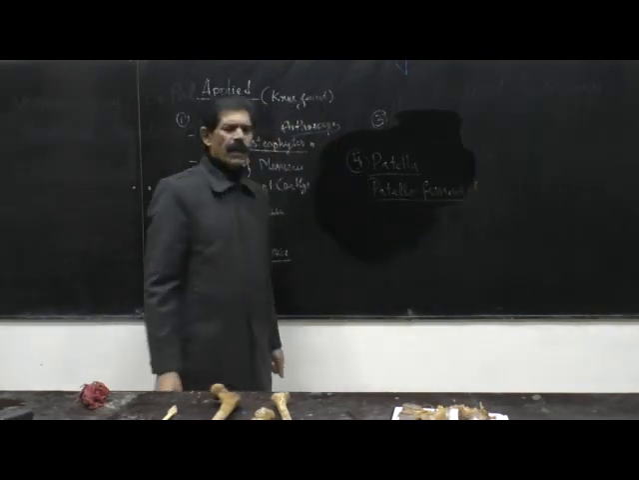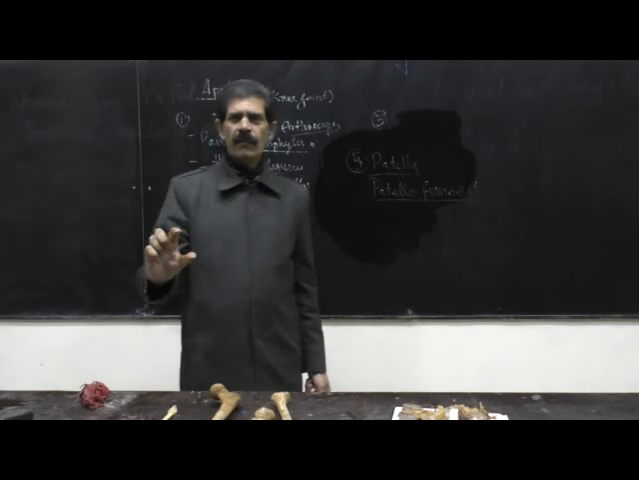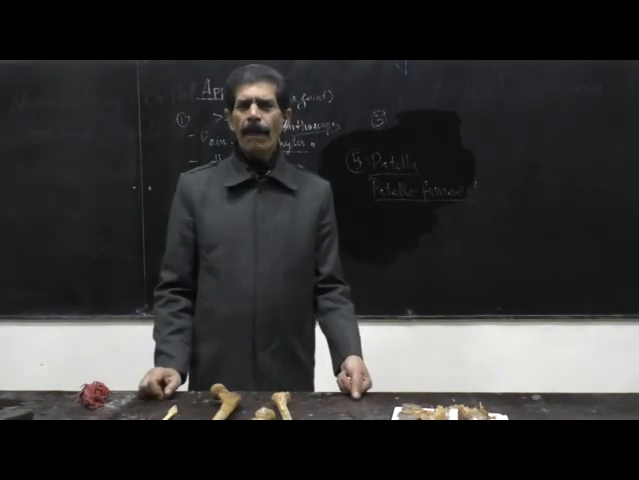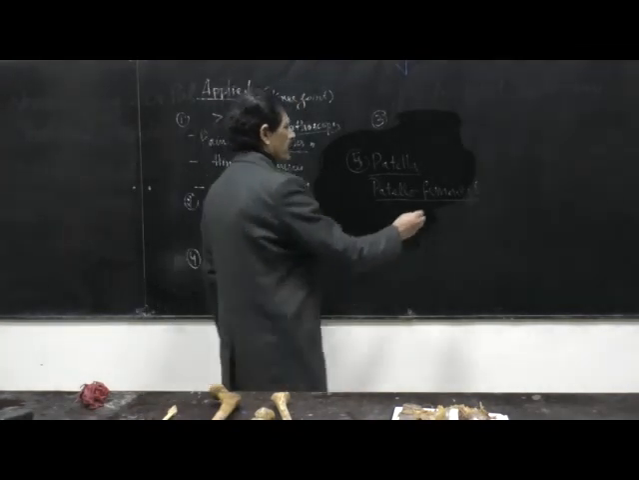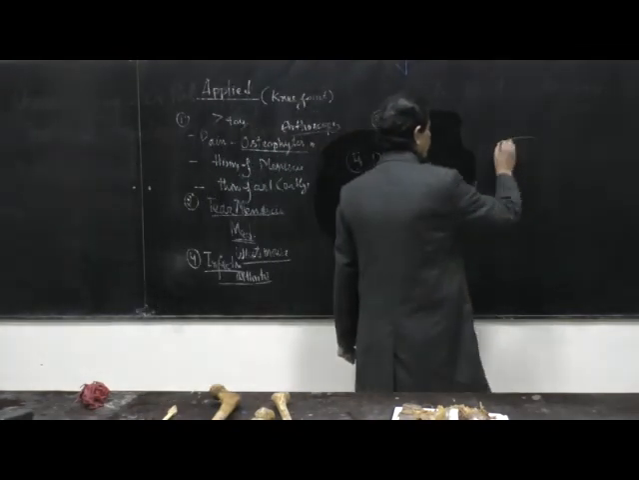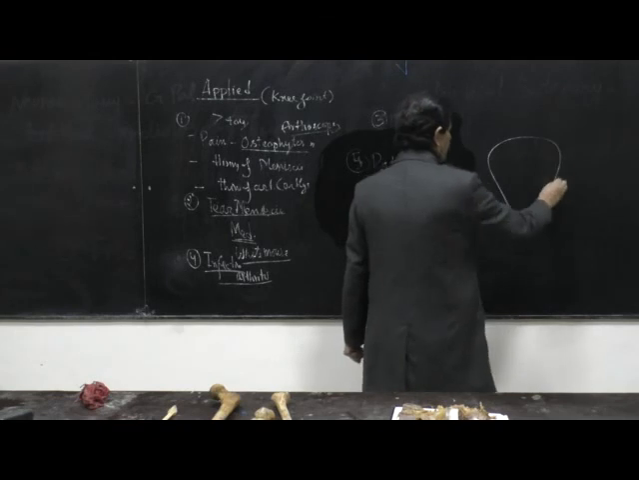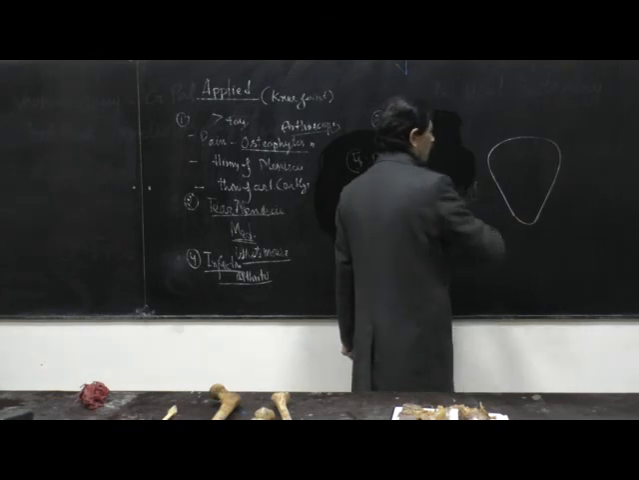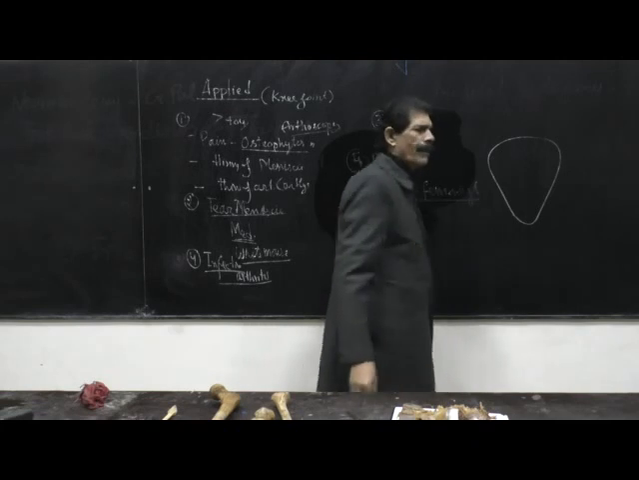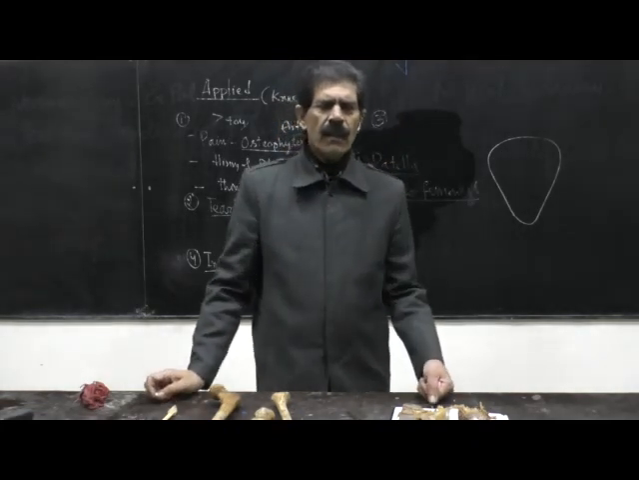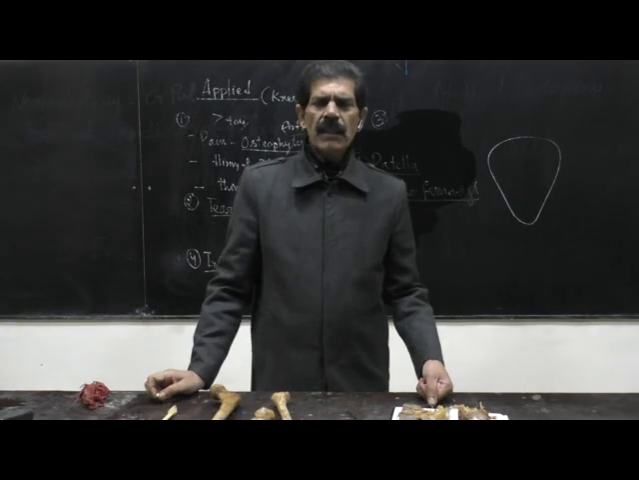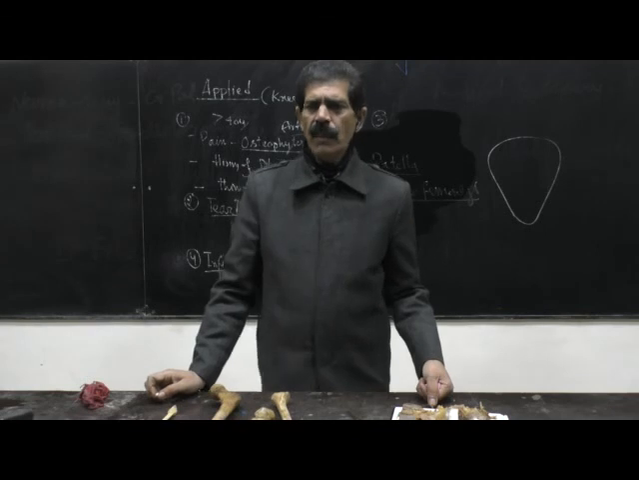So the patella articulates with the lower end of the femur, and we know the patella is a sesamoid bone. It is a triangular structure that develops in the tendon of the muscle, and this patella is also involved in the affection of the knee joint.